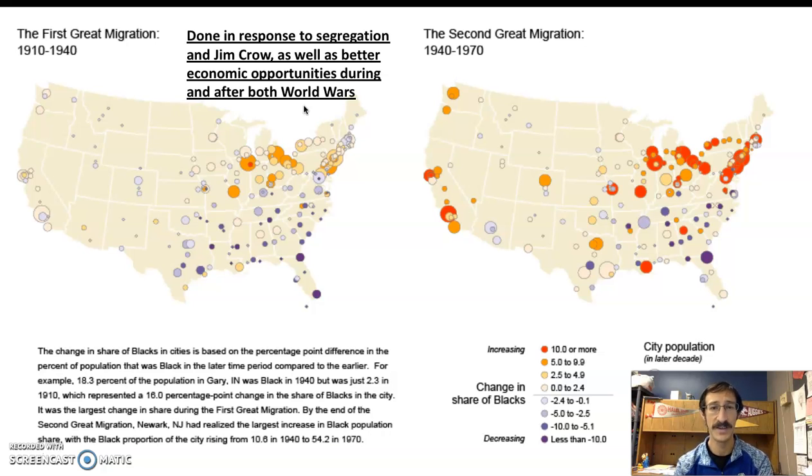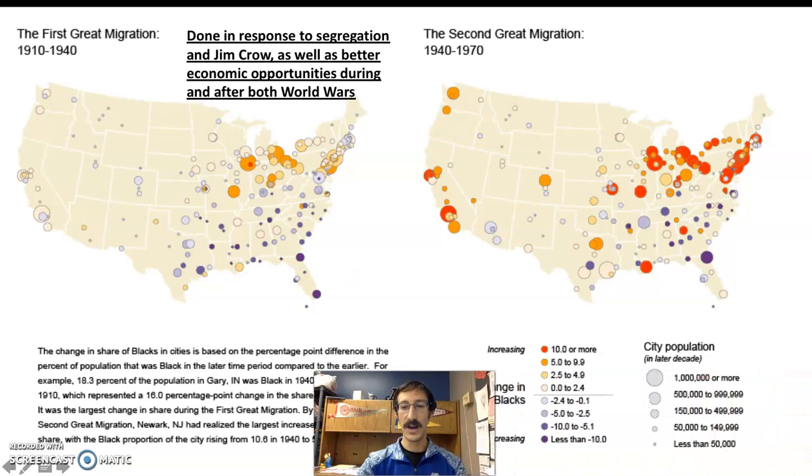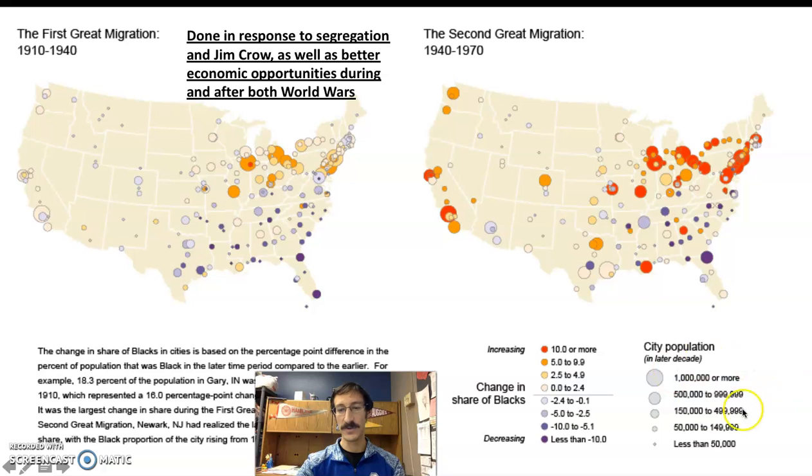This is also done as a result of other things going on as well. So we're not only just talking about sharecropping and segregation, but also, again, just more jobs, more opportunity, being able to vote, more opportunities in the North. So those that can get out do, and you can kind of see the large numbers here. The purple colors are the ones with decreasing numbers. The darker the orange, the more red, increasing in terms of those actual numbers, tens of thousands, if not hundreds of thousands.